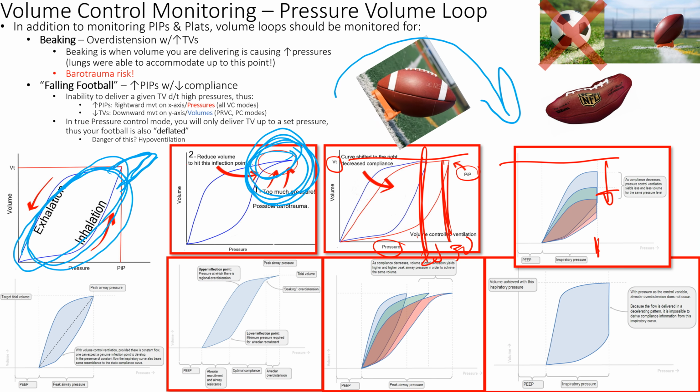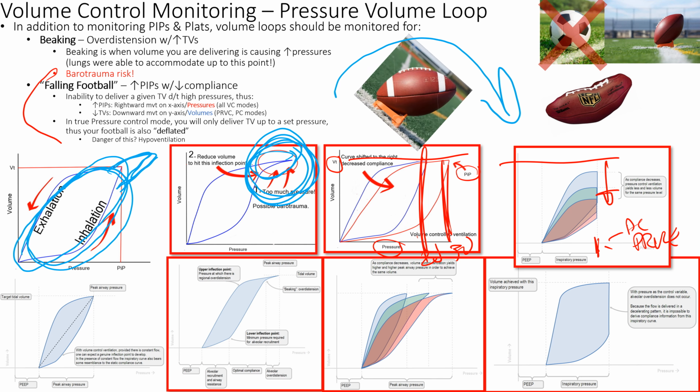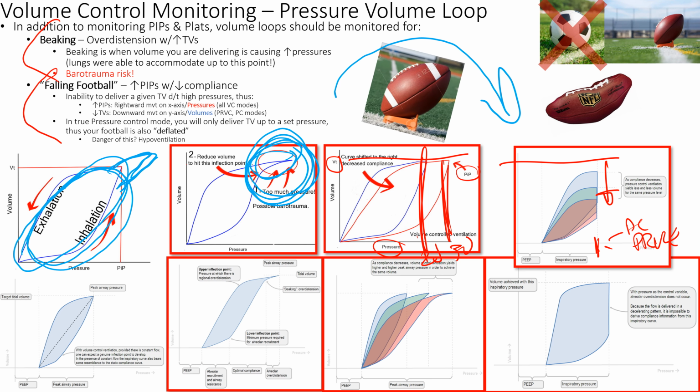In PRVC, you set a top pressure, and in pressure control, you see this as well. So you see what's called a falling football. Your football should never be deflated, and it should never be falling. Those are signs that you're not getting adequate volumes because their pressures are going up. Okay, so that's the idea behind these guys.